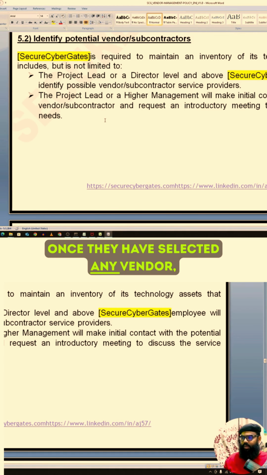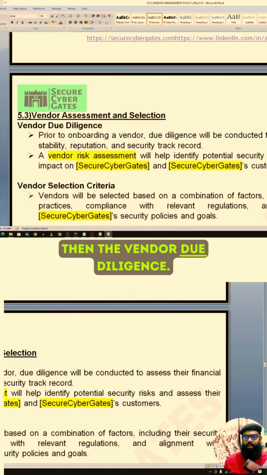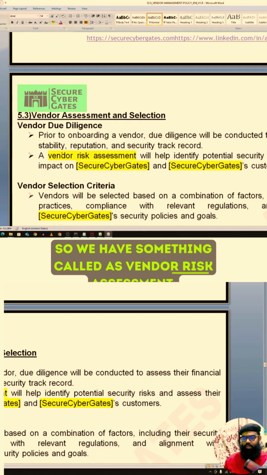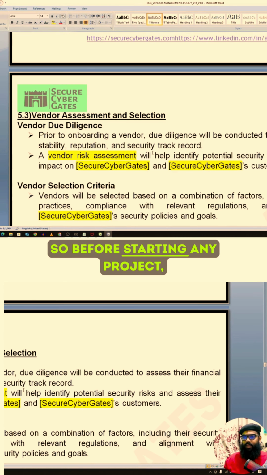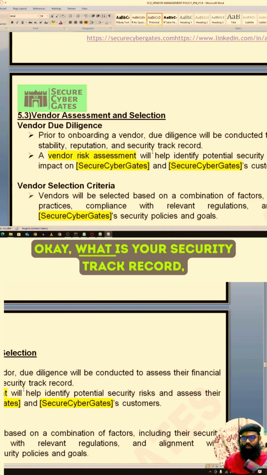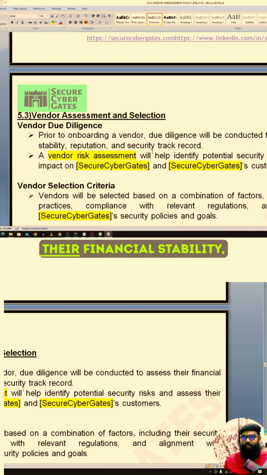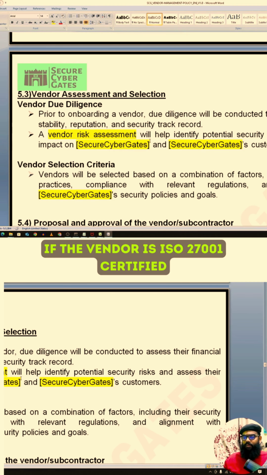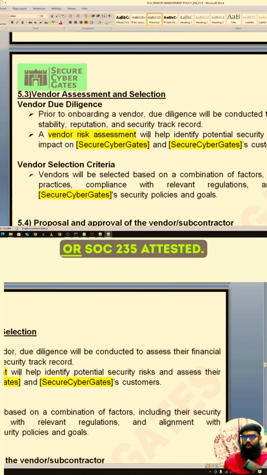Once they have selected a vendor, they do vendor due diligence. We have something called vendor risk assessment. Before starting any project, we ask vendors, what is your security track record, your financial stability, the reputation of that vendor. We ask if the vendor is ISO 27001 certified or SOC 2 attested. So these are the things we ask.